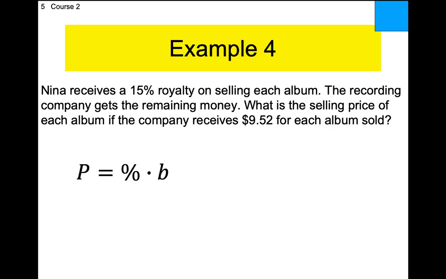I told you this one's hard. It's not that all royalties are this hard, but this one is that way. Everybody follow the logic on this? Yeah. The total price would be how much the company makes plus how much the artist makes. The company makes $9.52. We don't know how much the artist makes. They make X. So P is going to be this ugly thing.